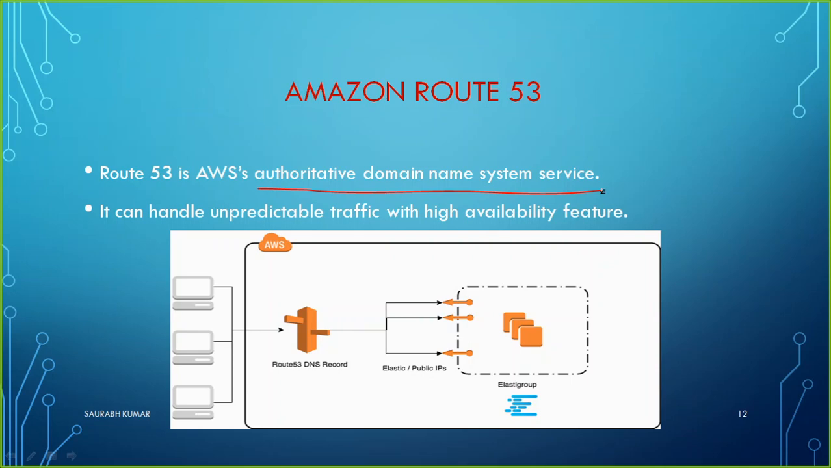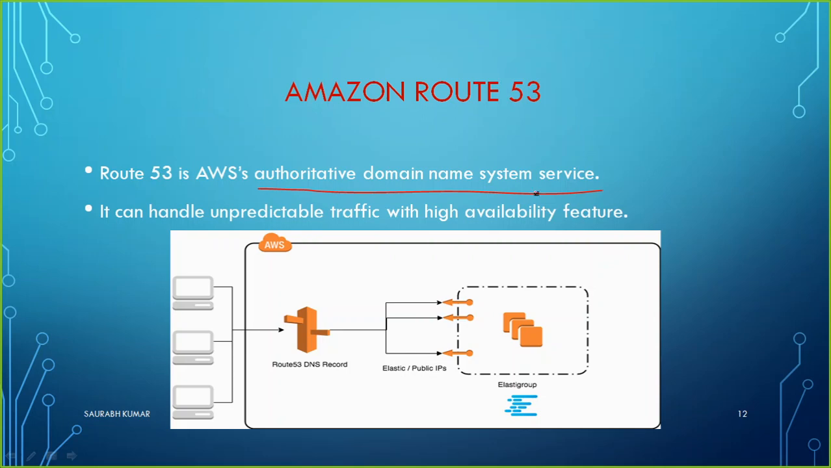So Route 53 is an AWS authoritative DNS service, and it can handle unpredictable traffic with high availability. That's the plus point about Amazon Route 53. That's why people like to use it, because it can handle unpredictable traffic. If you have today maybe 100 requests, tomorrow maybe 1000, then millions of requests, it can easily handle them. It will be in a position to handle all different queries, and it is easily scalable. So that's why people prefer to use Route 53 nowadays.